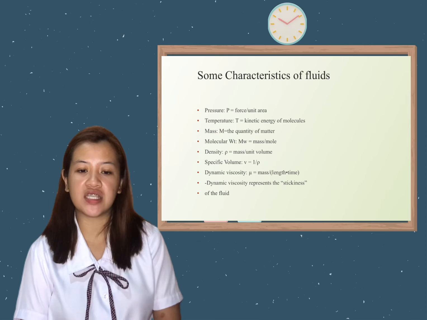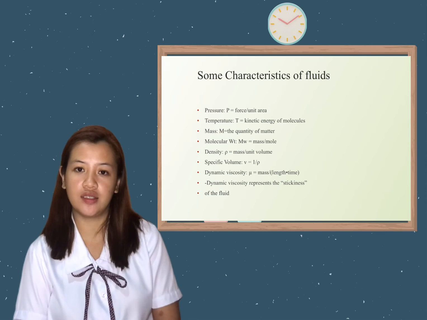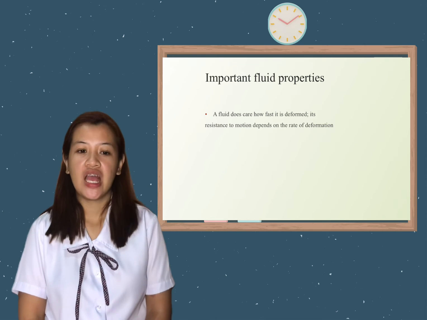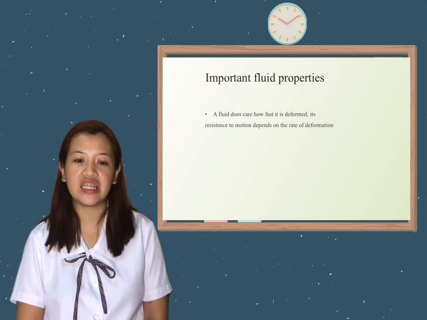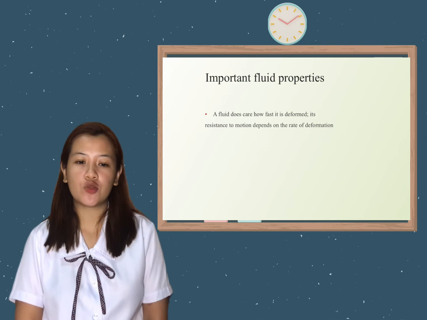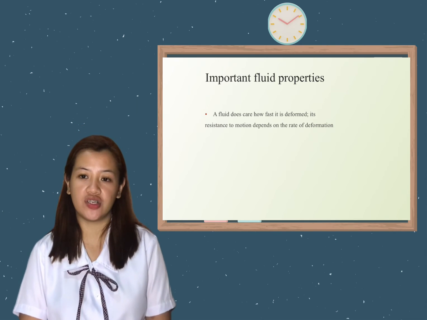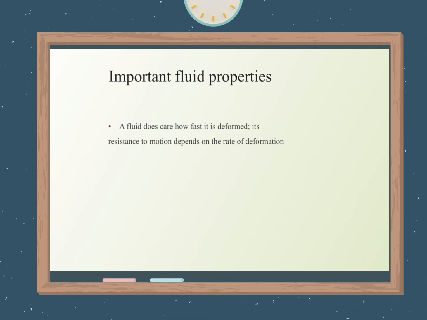Dynamic viscosity represents the stickiness of the fluid. Important fluid properties: a fluid does care how fast it is deformed. Its resistance to motion depends on the rate of deformation. Another important fluid property is that a fluid does not care how much it is deformed; it is oblivious to its shape. The property of a fluid which indicates how much it resists the rate of deformation is the dynamic viscosity.